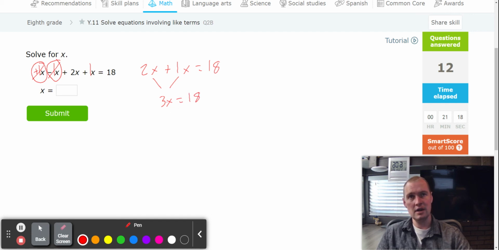And 3x, the opposite of multiplying 3 times x is divide by 3 on both sides. And therefore x equals 18 divided by 3 is 6. So now I've got x equals 6.